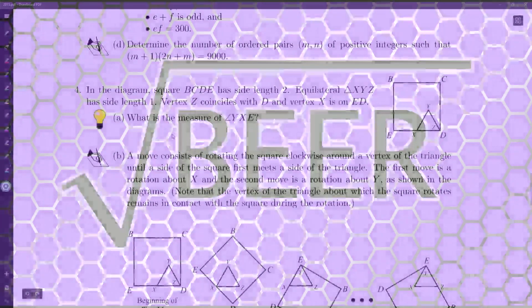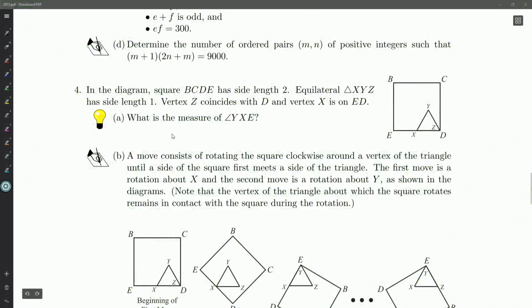Hello, everybody, and welcome back. We are on question number 4, the very last question of our 2015 Gauss paper. And what does question 4 have in store for us?